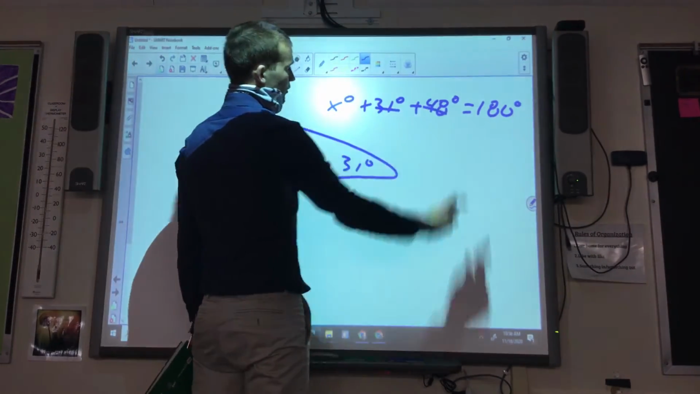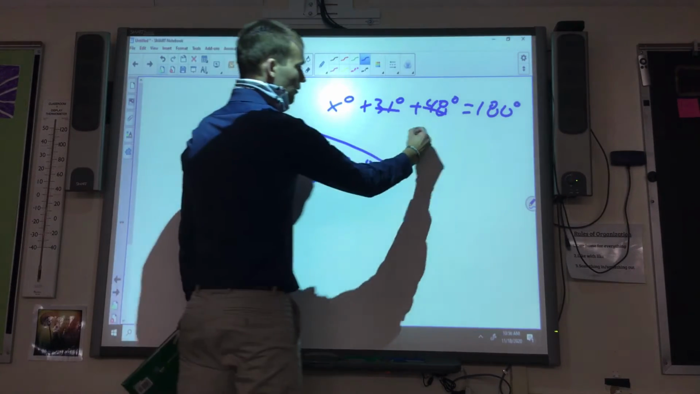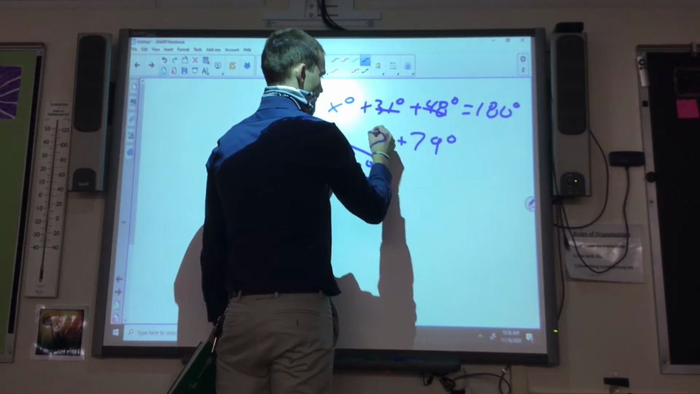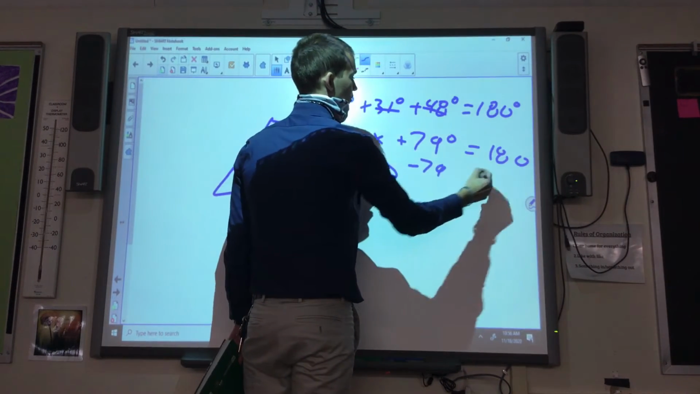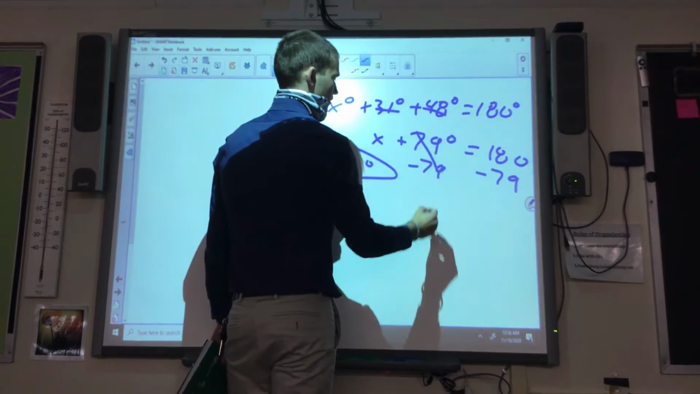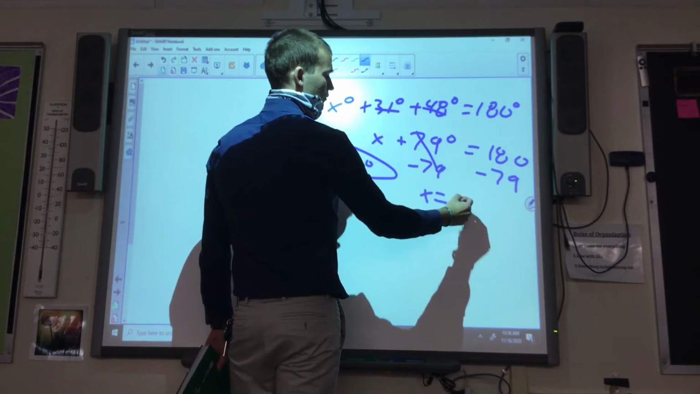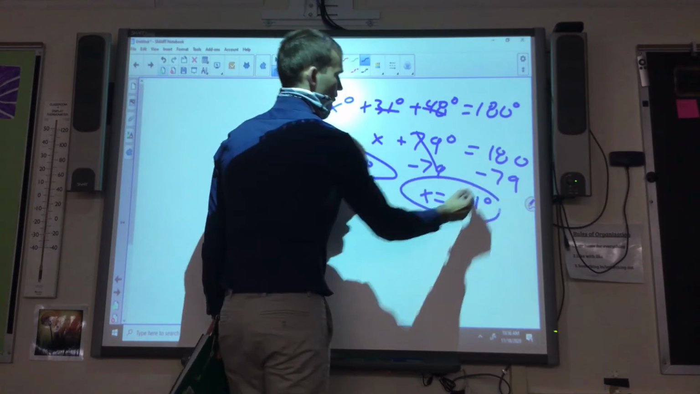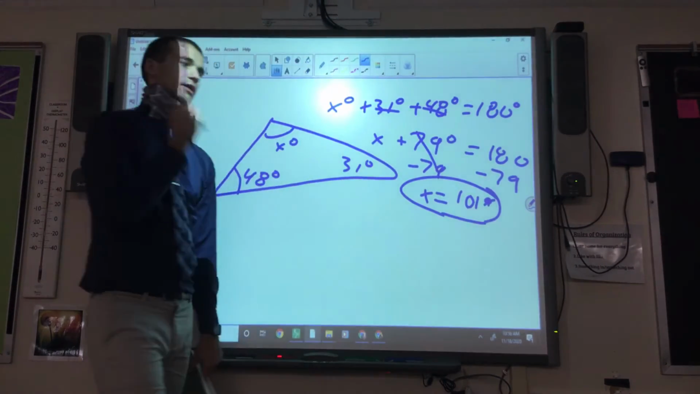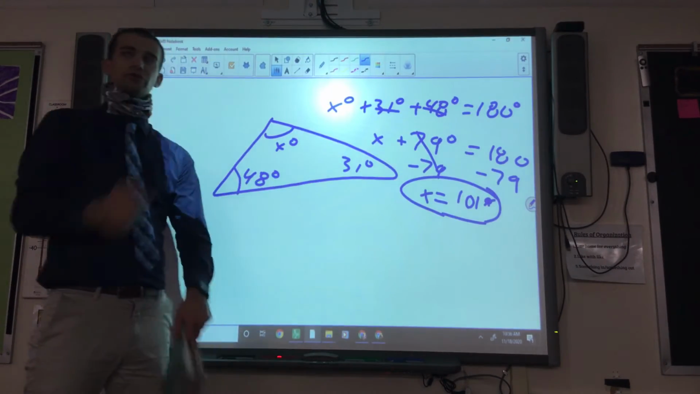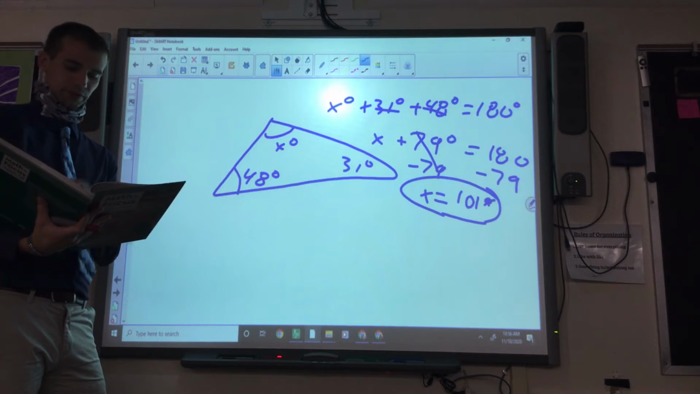31 plus 48 is 79. Subtract 79. X equals, boom. Actually, this has the degrees here, so you don't have to put the degrees on there. If they have the degrees here for you, then you don't need to put the degrees on there because they already put the label on there for you.